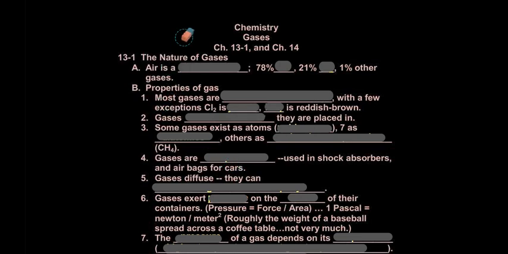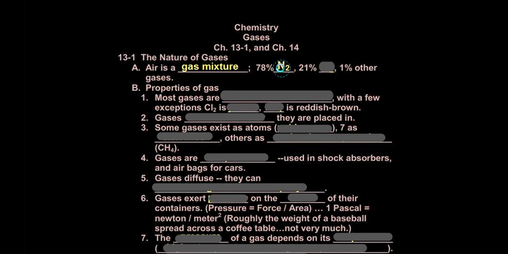And here we go. This is going to be chapter 13.1 and chapter 14 for covering gas laws. And we're going to start with the nature of gases. And we're going to start with air is a gas mixture. It's a mixture of a whole bunch of other gases.